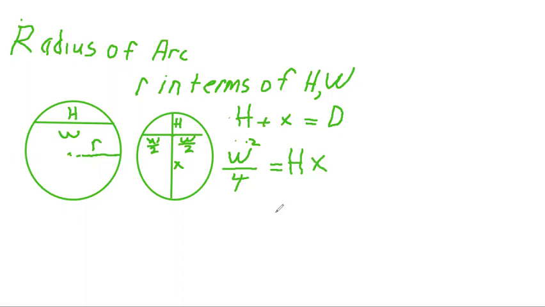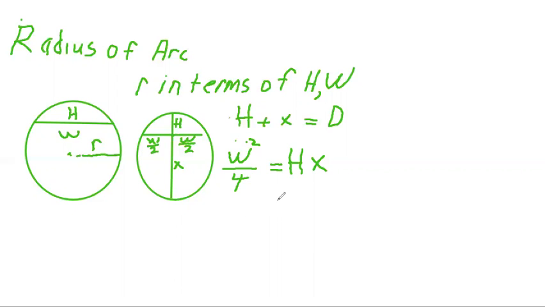HX, right? Y'all comfortable with that? So, again, the chord theorem says that if you have any two chords that intersect, the product of their segments is equal, and that's exactly what this says. This is W over 2 times W over 2, which is W squared over 4, and HX is the product of the vertical chord segment, right?